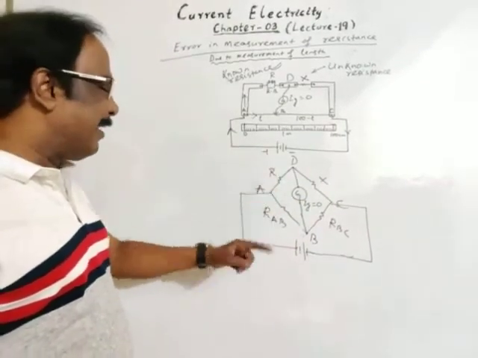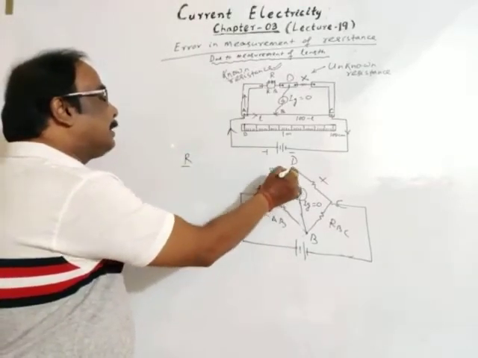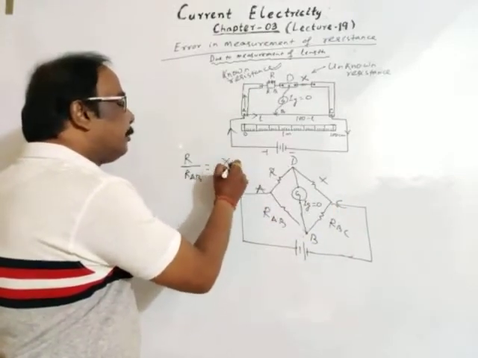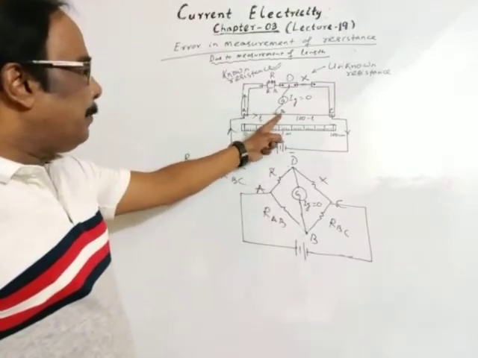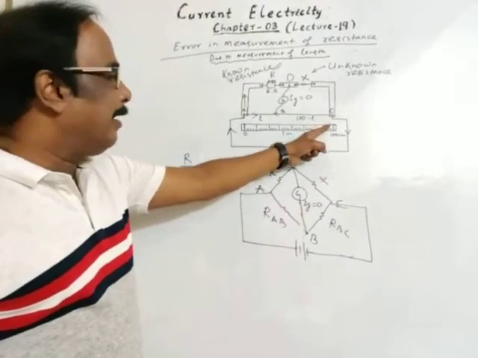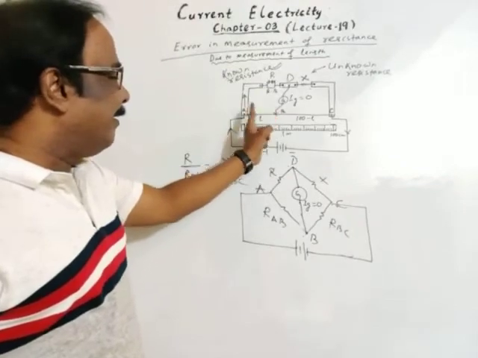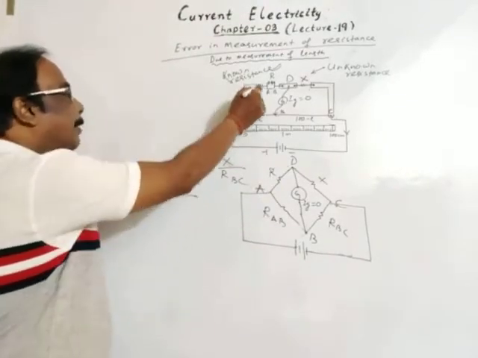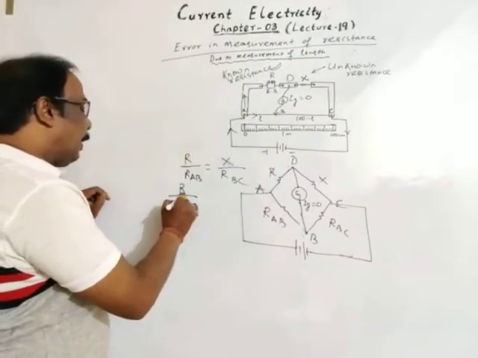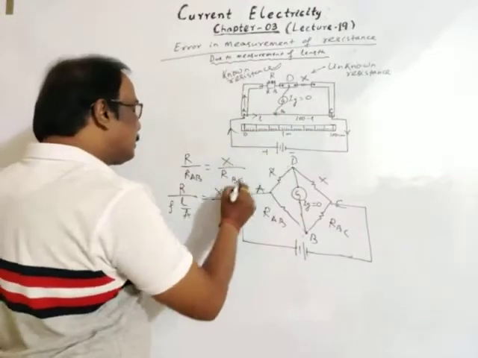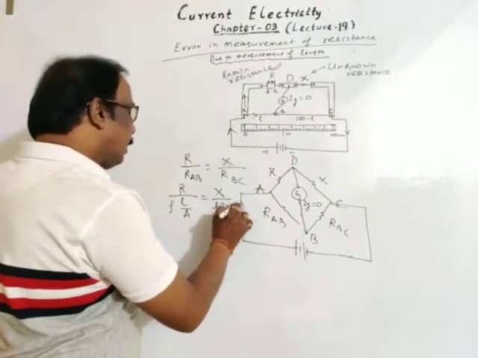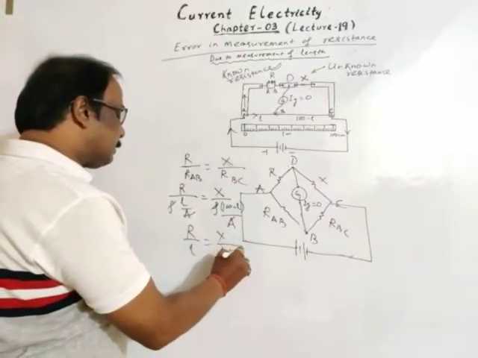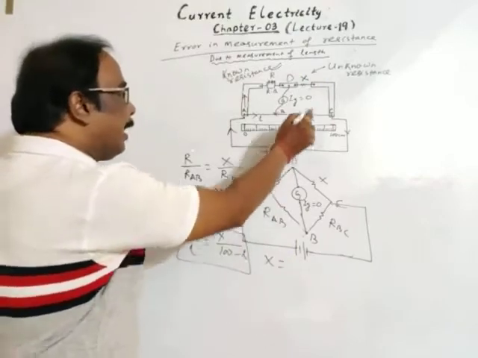Now it is balanced. As per our equation, R, the resistance between AD, divided by the resistance of AB, is equal to X divided by the resistance of BC. The length of AB is L, and the length of BC is 100 minus L, since 1 meter is 100 centimeters. So R by rho L by area of cross section equals X by rho into 100 minus L by area of cross section. Rho and A get cancelled, and we get 100 minus L. From this we can calculate the value of unknown resistance.